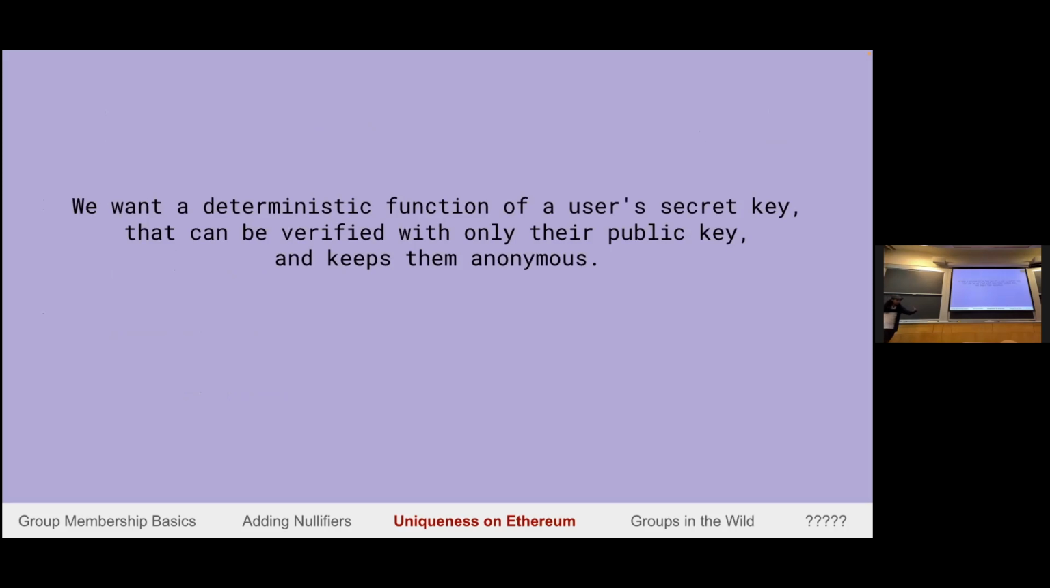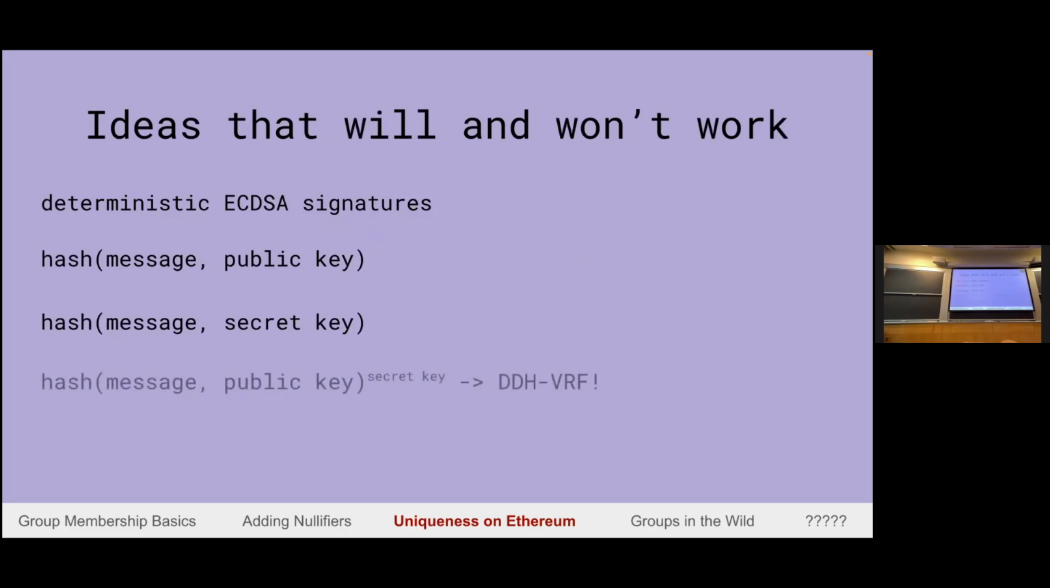So just to summarize, the properties we're looking for are a deterministic function of the user's secret key that can be verified with only their public key, yet keeps them anonymous. Can we just combine the first two, like use a deterministic signature as part of the hash computation?